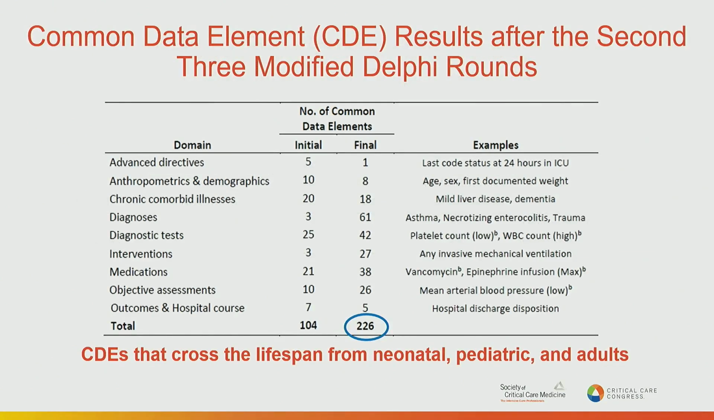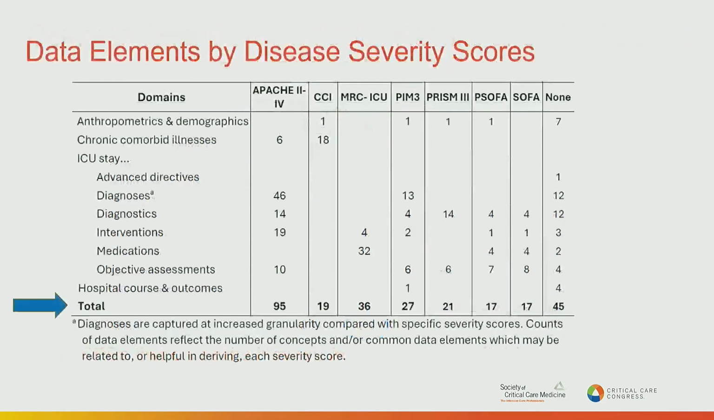So in the end, what you're able to see here on the slide is that we have our 9 domains, with a total of 226 final common data elements that sit within these domains. These domains, again, cross the lifespan, and we were really pleased that we were able to actually accomplish that, even though that was our core mission. So that was a kudo.